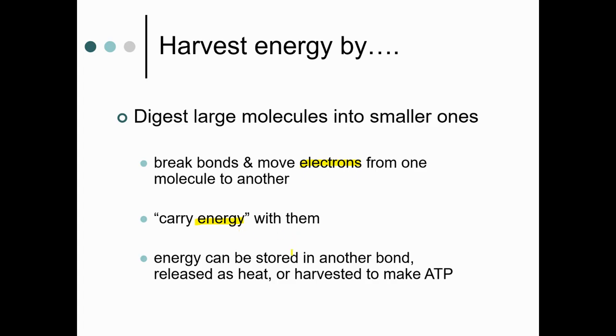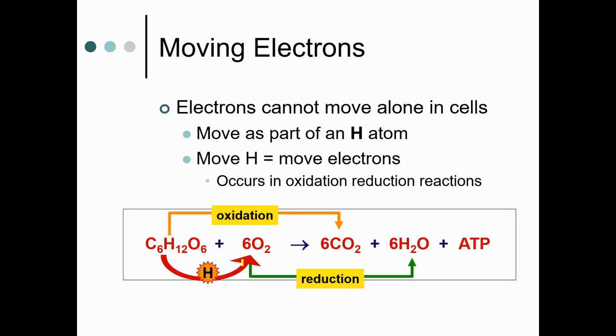You may remember in an atom, you have your protons and neutrons in the nucleus, and then your electrons are out there moving in the electron cloud. The further away they get from the nucleus, the more energy they have, and so electrons are a form of energy. And so when we move electrons from one place to another, they're going to be carrying energy with them.